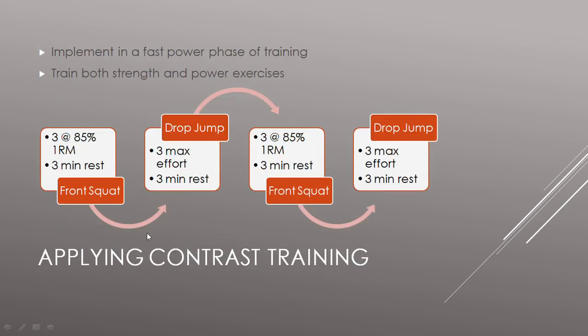So this is basically an example of how we could implement contrast training in an actual session. We want to make sure that we implement it in a phase of training that we're working on these explosive qualities and these heavy loads as well, so that we can train both the strength and the power exercises in the one session. So an example could be front squats, 3 reps at 85%, and then 3 minutes rest, and then 3 max effort drop jumps onto a box or something.